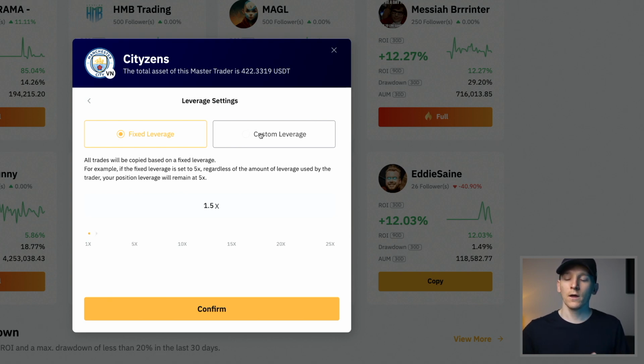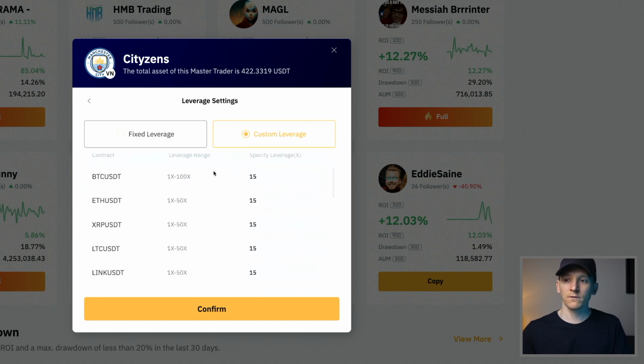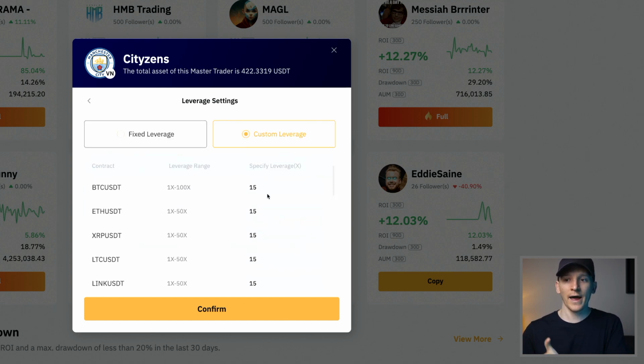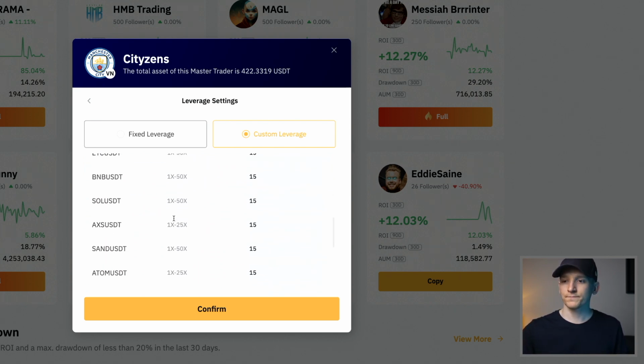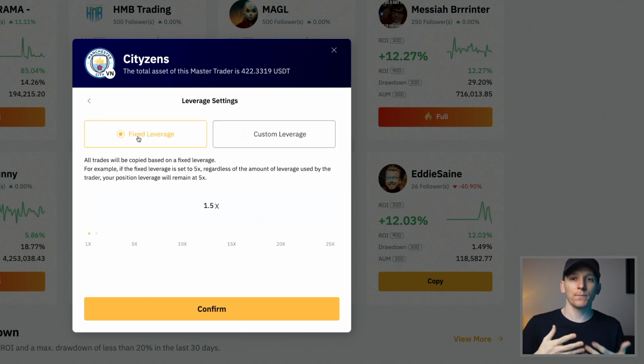Everyone's an adult here. You can actually do custom leverage per token as well. So if you come down to custom leverage, you can see here, you might want to go extra leverage on BTC. If they're trading something a bit more volatile, Sand or something like that, or Atom, you might want to turn that down. You can do that as you want. But again, every change here will change your P&L different to what the underlying trader is actually using, because they may be using some different sort of leverage, right?